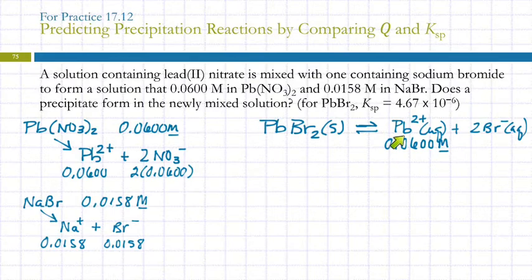When that sees the lead, now we've got a possibility for a precipitate to form. But this did not come from lead bromide. It came from sodium bromide. It came from a different source. So the concentration of this to start with is 0.0158 molar, essentially because they told us that was the concentration.